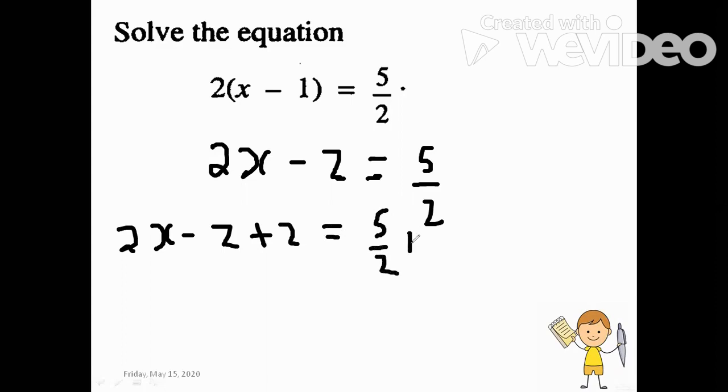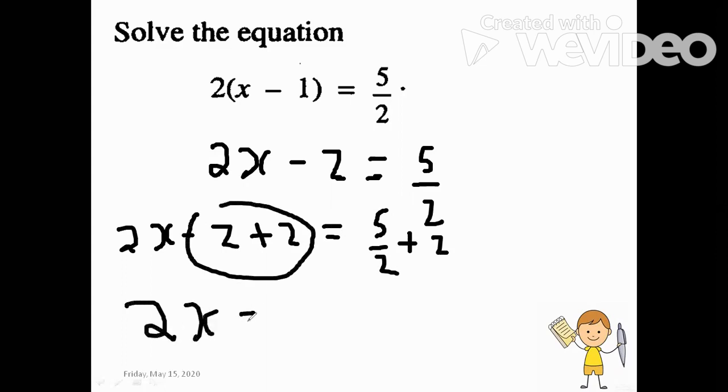And we're going to have to add 2 to the right, not true? So this will give us 0. So we end up with 2x equals 5 over 2 plus 2. Let's not get this mixed up. It's 5 over 2 plus 2. When you work that out, we get 9 over 2.